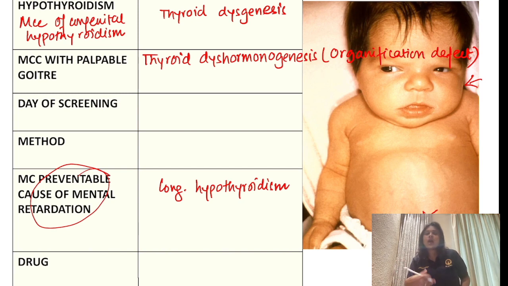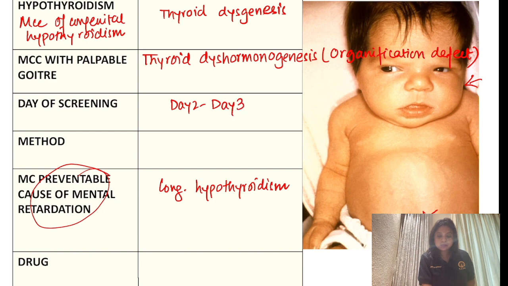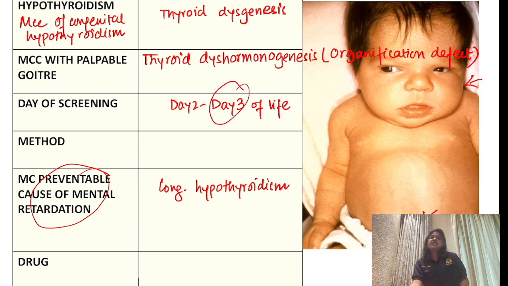When do we screen and how do we screen? So the screening is done on day 2 to day 3 of life. So the best answer over here is day 3 of life, not day 2. Okay, and remember, we do not do it in the initial 2 days. We always do it after 48 hours because there can be a maternal surge of anti-TSH antibodies. And what is the method that we follow? The method is heel prick test.